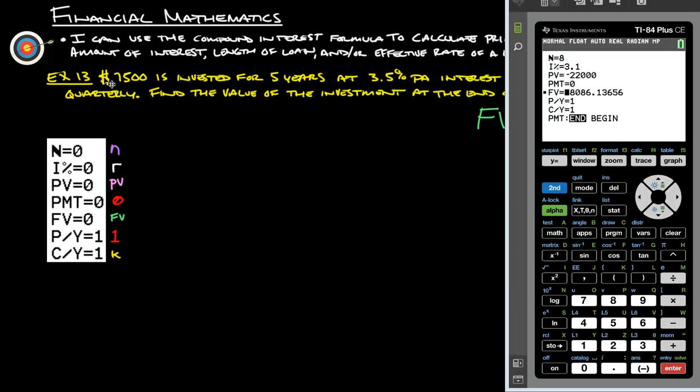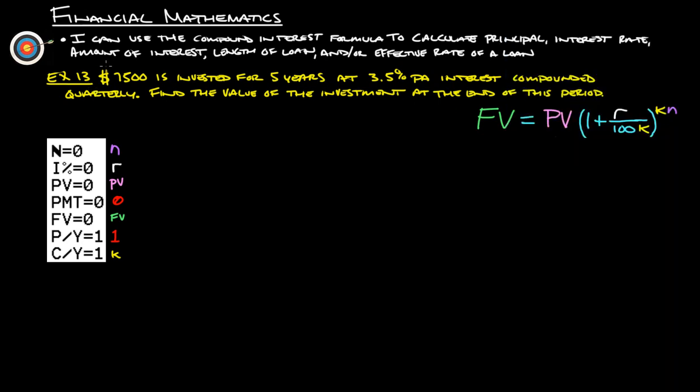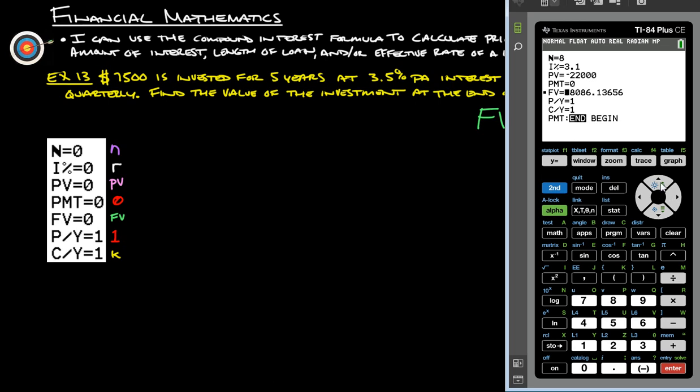Okay, so we got here example 13, 7,500 invested for 5 years at 3.5% interest, compounded quarterly. Find the investment at the end of the period. Okay, so we go up, you like to start at the top. That is the time, right? N is time, so that is 5 years. Okay, and then we go to the interest rate, which is 3.5.